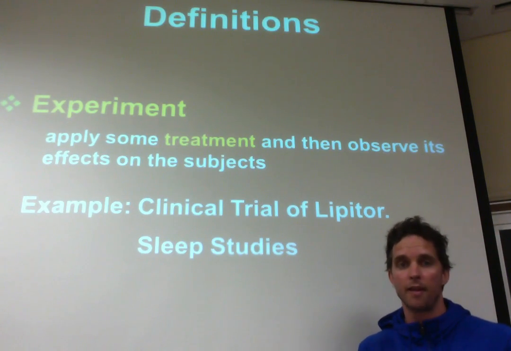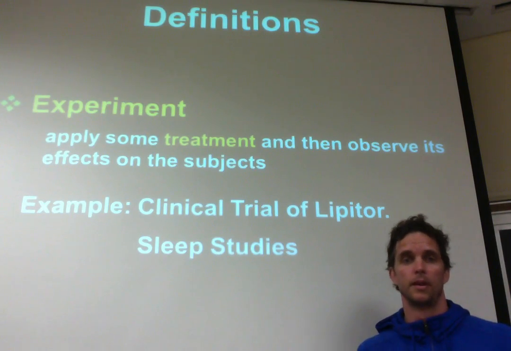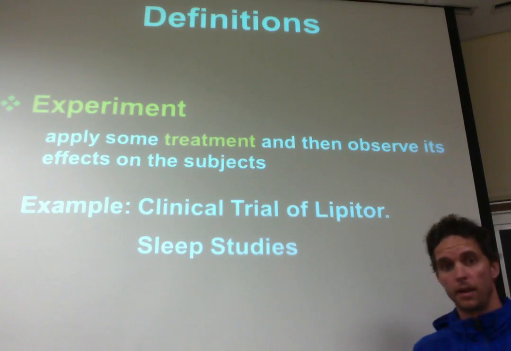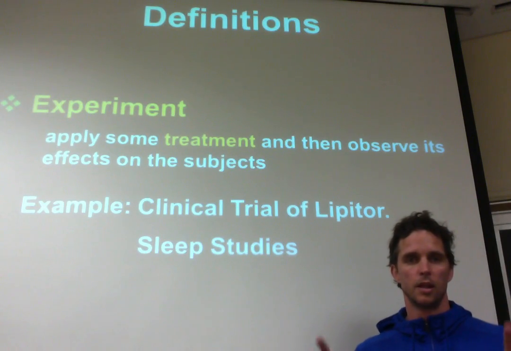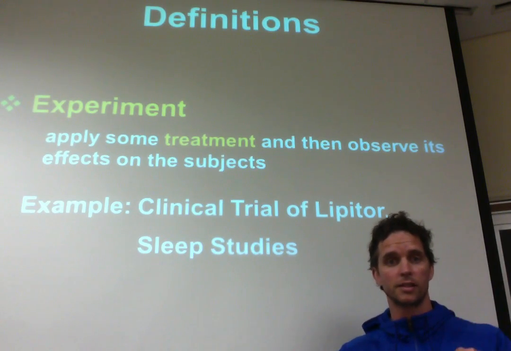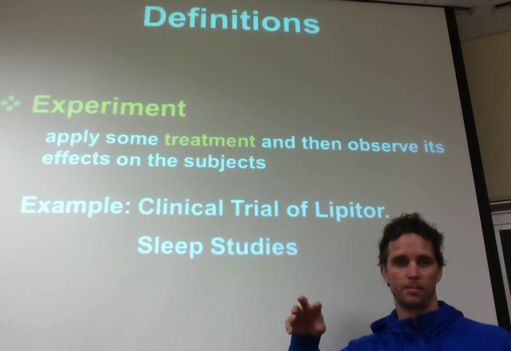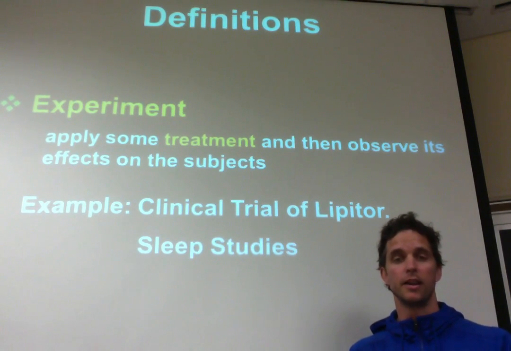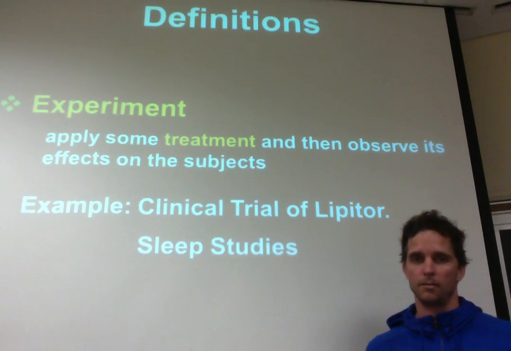If they're left-handed, they have an equal chance of being in the Lipitor group or the placebo group. If they're tall or short, or male or female, or pick any characteristic, there should be a mix in both groups. The only thing that both groups are consistent on is that one group all had Lipitor and the other group all had placebo. So again, if there's a difference at the end, we attribute that as a cause of Lipitor. Same thing with sleep studies.